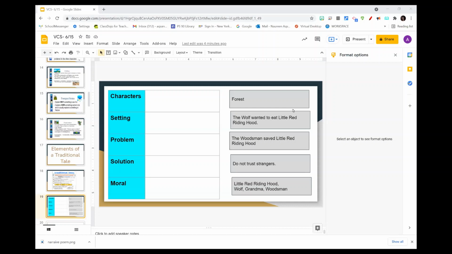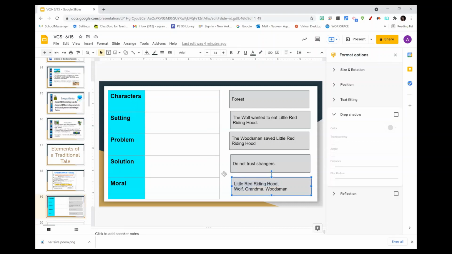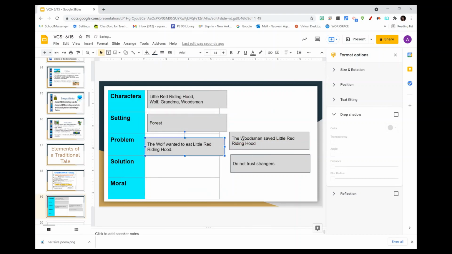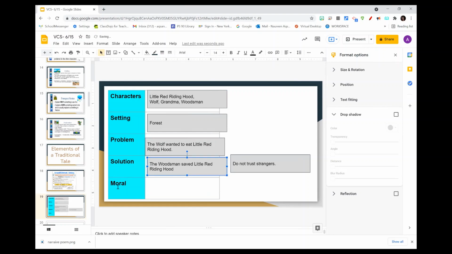Okay, boys and girls, here are the correct answers. For characters, it was Little Red Riding Hood, Grandma, the wolf and the woodsman. The setting was the forest. The problem was that the wolf wanted to eat Little Red Riding Hood. The solution was that the woodsman saved Little Red Riding Hood. And the moral, the lesson of the story, is do not trust strangers.